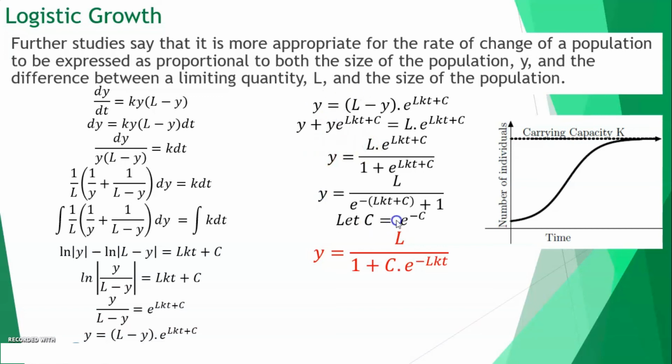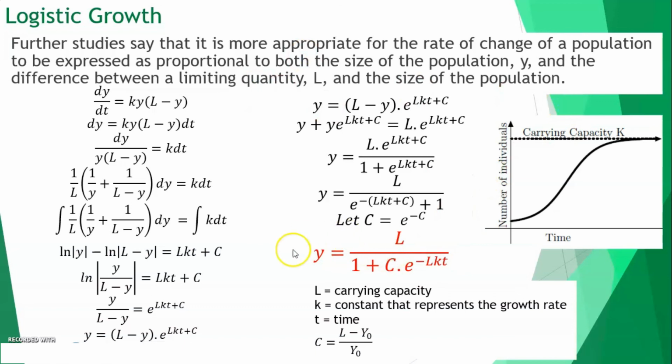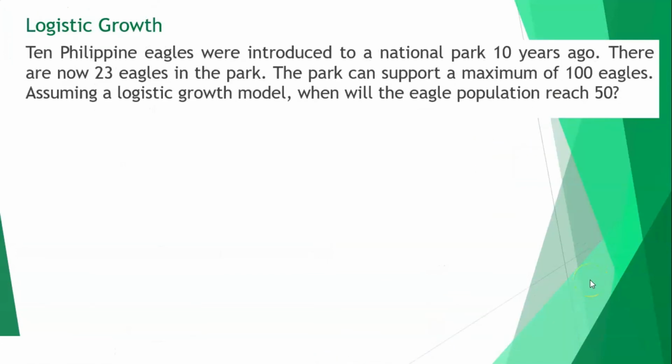So deriving the equation for logistic growth, we get this red equation here. L here is the carrying capacity, or the limiting capacity. The k is a constant that represents the growth rate. t is time. And to find c, it's the limiting capacity minus the starting amount over the starting amount or value.